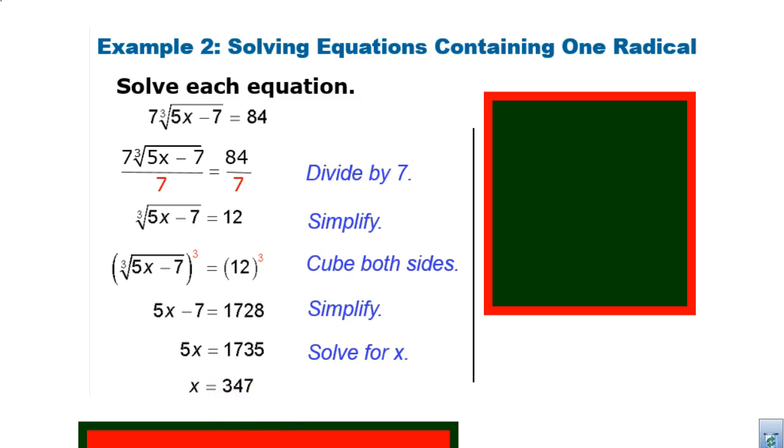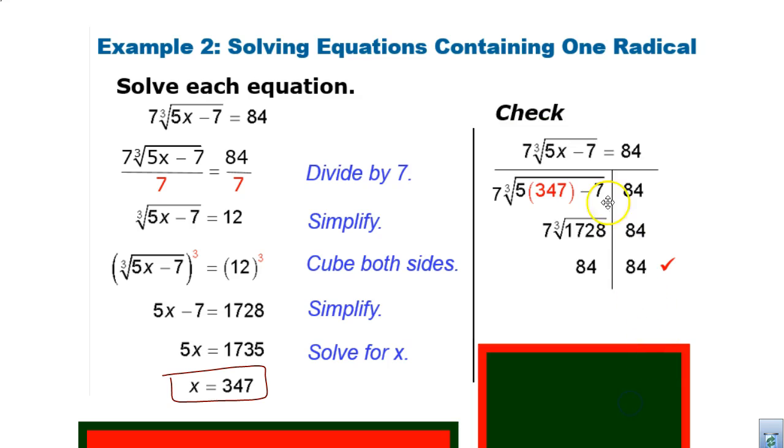This is our solution. This is what we want to put a box around or highlight or say, hey, that's my answer. But to ensure that we've done things correctly, we want to check our answer by plugging in 347 wherever there is an x. 5 times 347 minus 7 is 1728. The cube root of 1728 times 7 is 84, and since 84 is equal to 84, we know that we've solved it correctly. We've got the right answer.